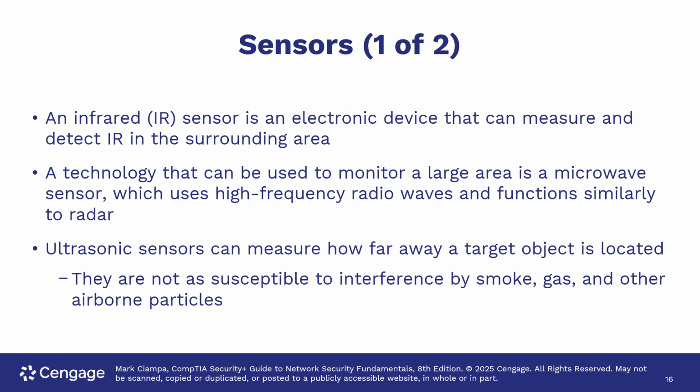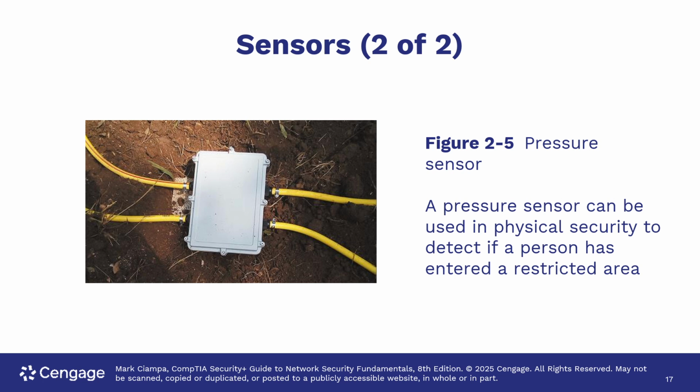The microwave sensor uses high-frequency radio waves and functions similarly to a radar. So when it detects something in the field that would be blocking that signal, it can map that there should be nothing there, but there's something there that shouldn't be. You have your ultrasonic sensors measuring how far away a target or object is located. Okay. So here's an example of a pressure sensor. A pressure sensor might be placed somewhere in the building or on the floor, used as physical security, to detect if a person has entered a restricted area or not.